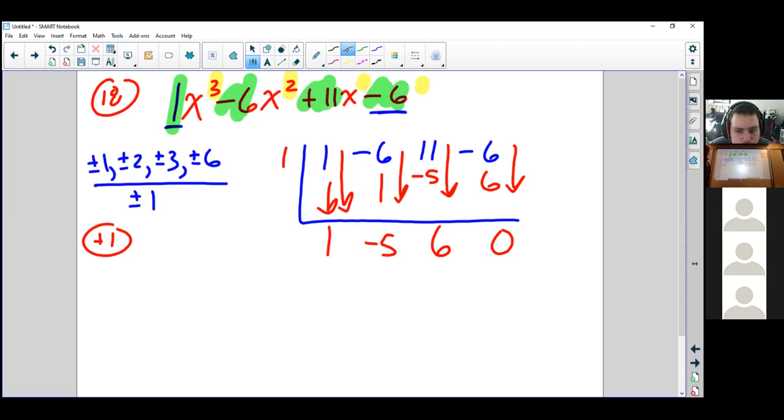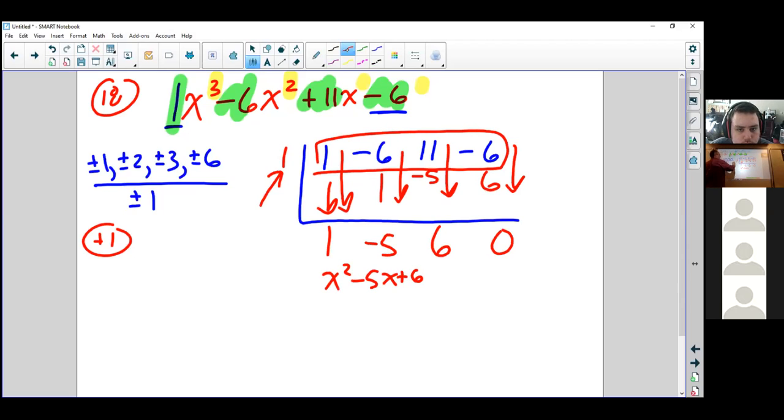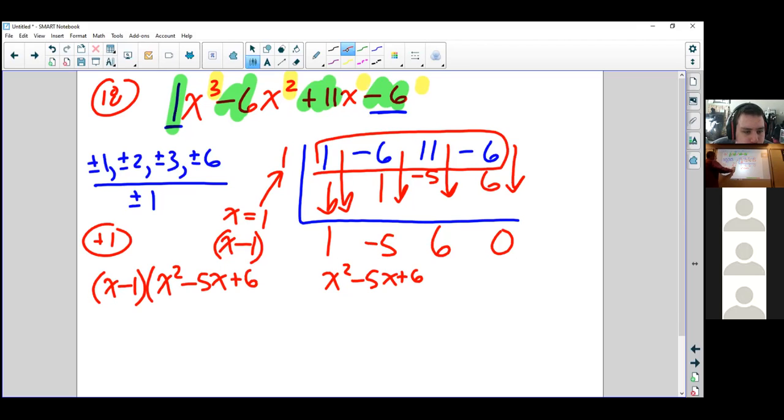It worked. Okay, which means because this original one up here was x to the third, that means that this is x squared minus 5x plus 6. Okay, this means x is equal to 1, so the binomial that it refers to is x minus 1. So far I know that x minus 1 times x squared minus 5x plus 6 works just fine.